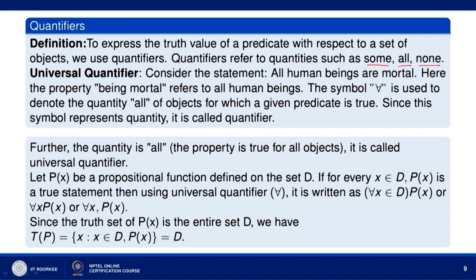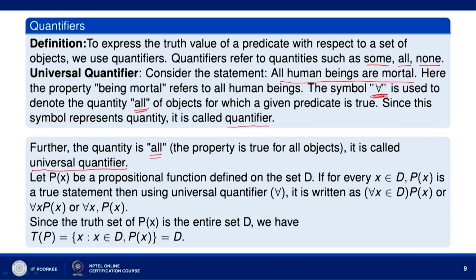Universal quantifier. Consider the statement: all human beings are mortal. Here the property of being mortal refers to all human beings. This symbol is used to denote the quantity all of objects for which a given predicate is true. Since this symbol represents a quantity, we call it a quantifier. Further, the quantity is all, that is, the property is true for all objects. Therefore, this symbol is called the universal quantifier.